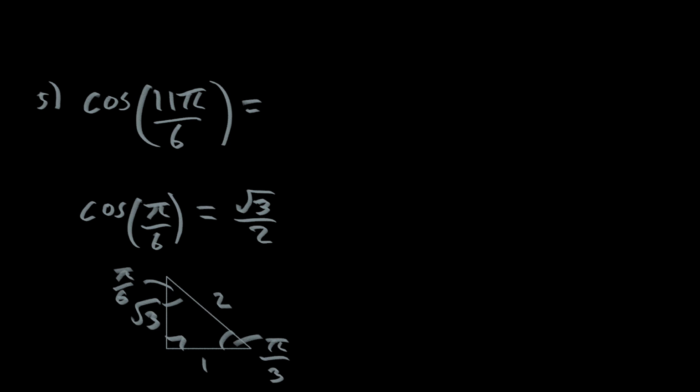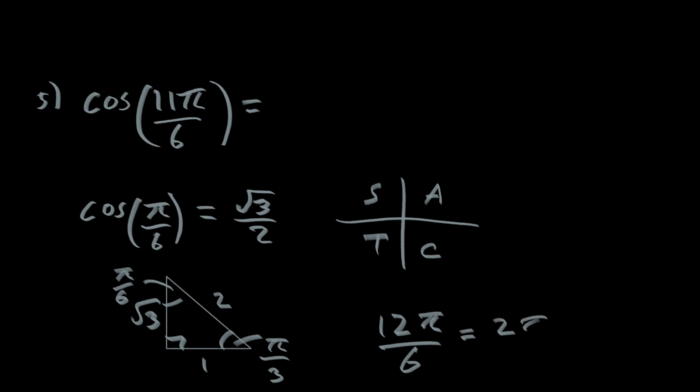And then I draw a CAST diagram to determine whether my answer to the cosine of 11 pi on 6 is going to be positive or negative. Now 11 pi on 6 is almost 12 pi on 6, which is just 2 pi. So that would be a full revolution around the unit circle. But 11 pi on 6 is not quite that far. It stops pi on 6 short of 12 pi on 6, which is 2 pi. So we would be in this quadrant. And in that quadrant, cosine is positive, so I know that my answer is going to be positive √3/2.